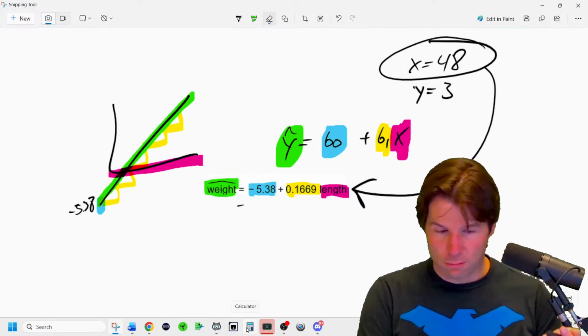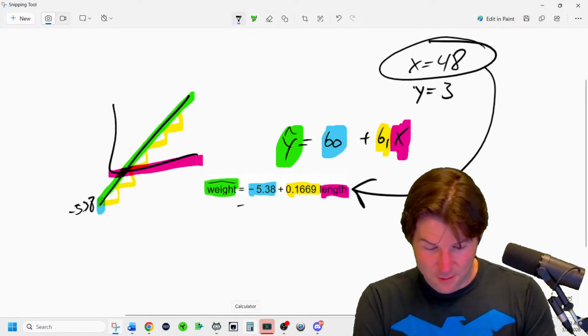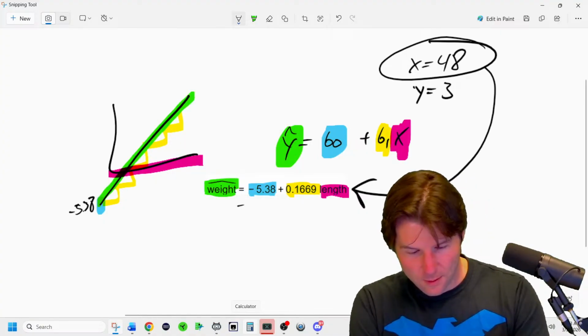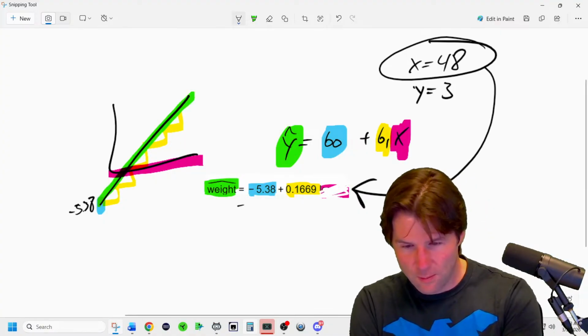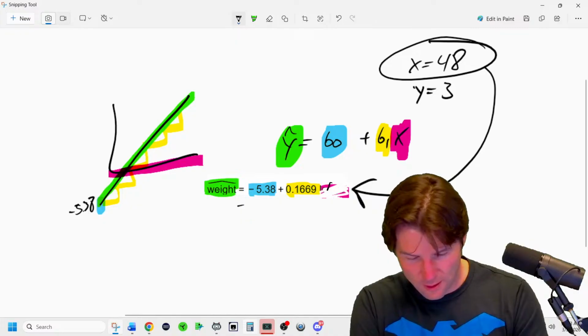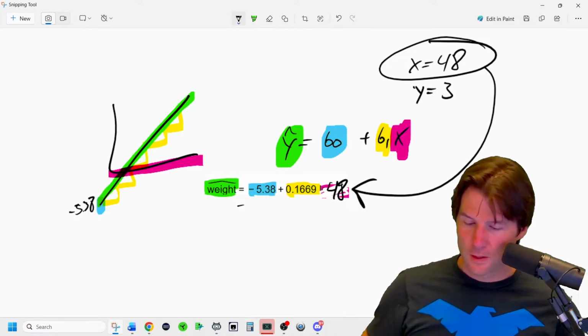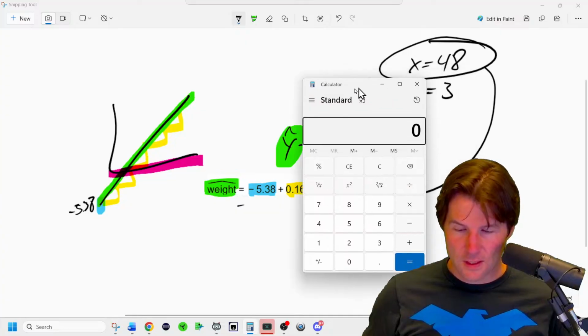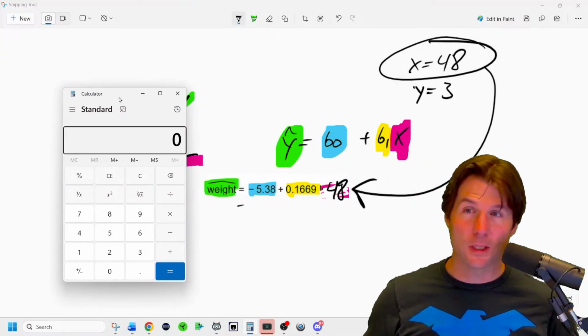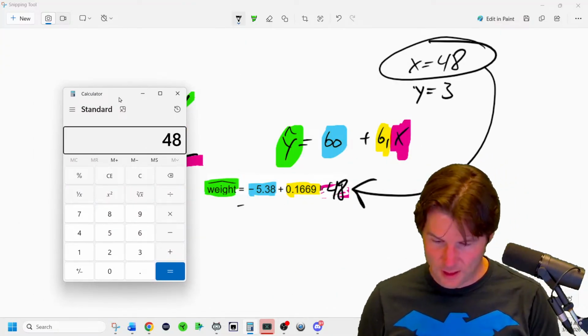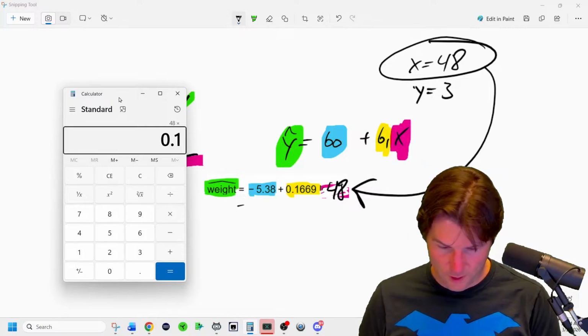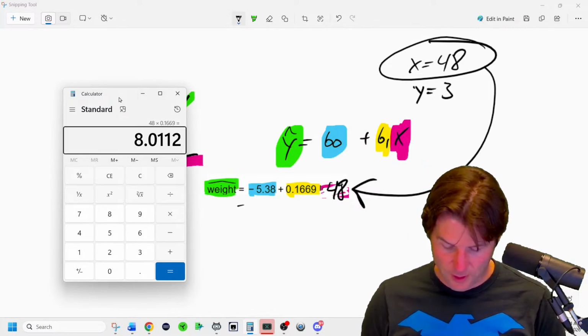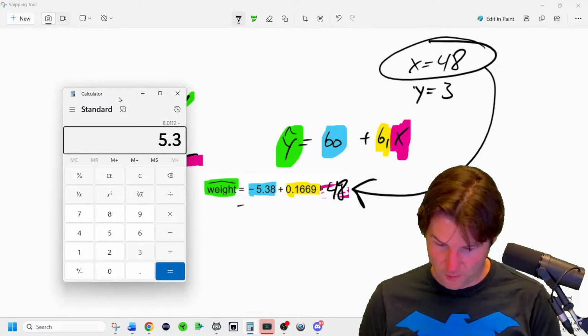So all we do is just take 48 and plug it in. You just go right here and you plug in 48. There's 48. So there we go. And let's do it. Now, this is not getting the residual. This is getting the predicted. So 48 times 0.1669, which is the slope, minus 5.38.